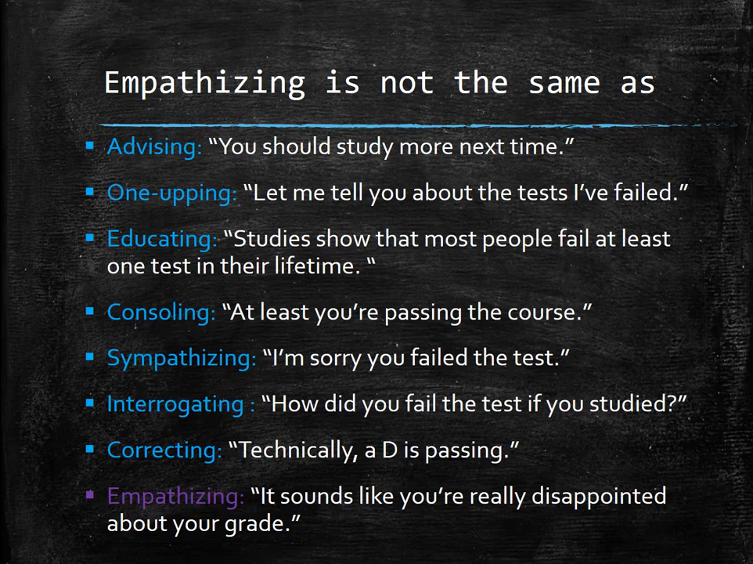We don't want them to feel bad, and so we're trying to console them so that they won't feel bad. Sometimes we're sympathizing instead of empathizing, and so we might say something like, "Oh, I'm really sorry you failed the test." Or we're interrogating: "Well, how the heck did you fail the test if you studied for it?" Or we're correcting them in some way, and I'm imagining Hermione Granger again with this one: "But technically a D is passing." Versus empathizing with someone else, in this case, a student.